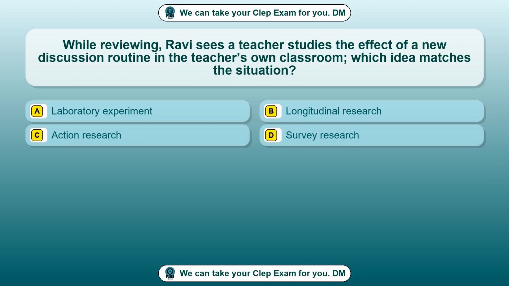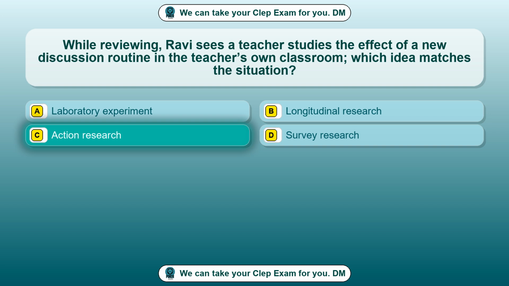Question 99. While reviewing, Ravi sees a teacher studies the effect of a new discussion routine in the teacher's own classroom. Which idea matches the situation? Option A, laboratory experiment. Option B, longitudinal research. Option C, action research. Option D, survey research. The correct answer is option C.